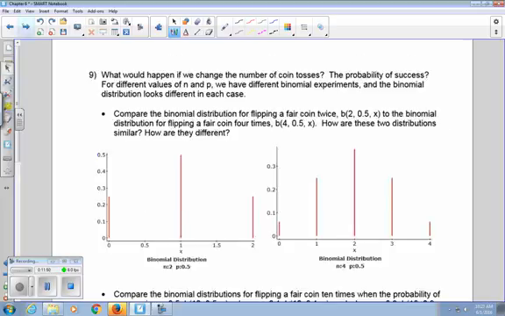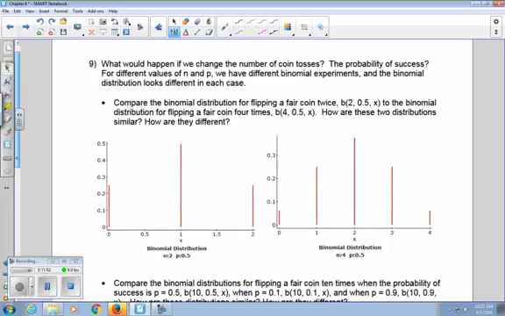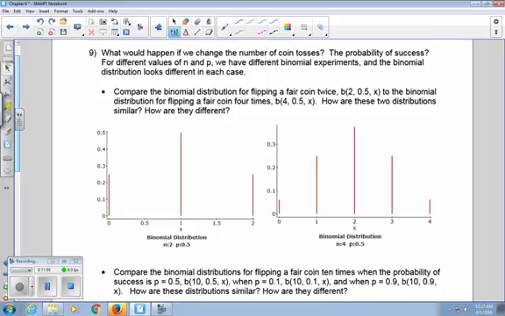So let's look at a couple of features of the binomial. What would happen if we change the number of coin tosses or the probability of success? For different values of n and p, we have different binomial experiments, and the binomial distribution looks slightly different in each case. So let's look at what happens when we change our n, the number of tosses. The first one, we have n equals 2. The second one, we have n equals 4. So we have more outcomes possible in the second distribution, but the basic shape is about the same.